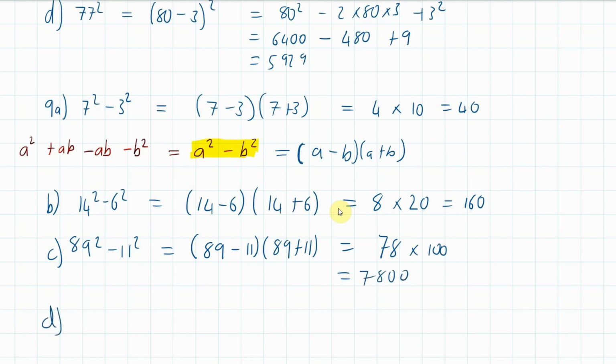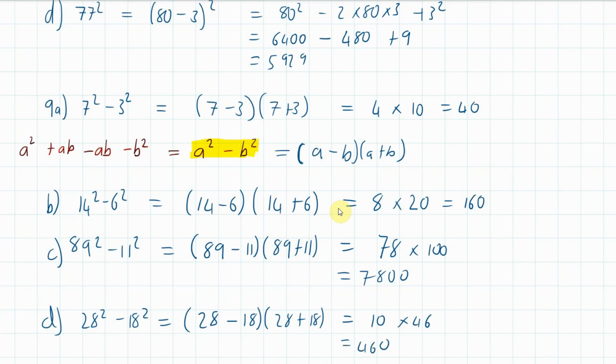The last one that you have to do is 28 squared, take away 18 squared equals, now we just pop that into 28 minus 18 multiplied by 28 plus 18. Work out the brackets, 28 minus 18 is 10. And 28 plus 18 is 46. And so we're going to get an answer of 460 there. And you can check that on your calculator. And lo and behold, that is exactly what we get.